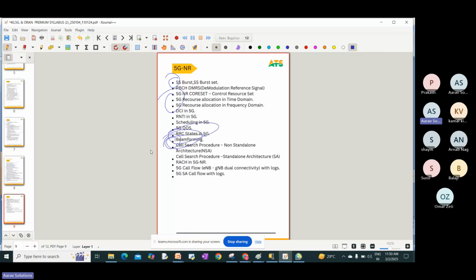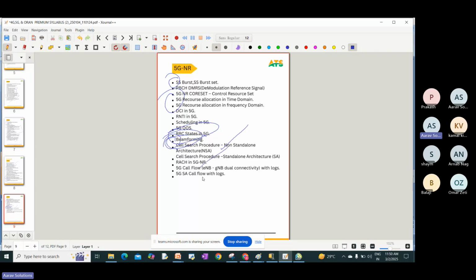In LTE we were having idle and connected mode, only two states, but in 5G we have idle, connected, and inactive. That inactive is kind of a new state we have in 5G, so we will try to understand what is the significance of that state.